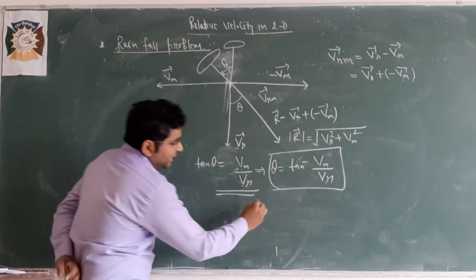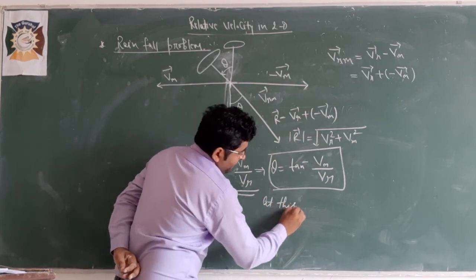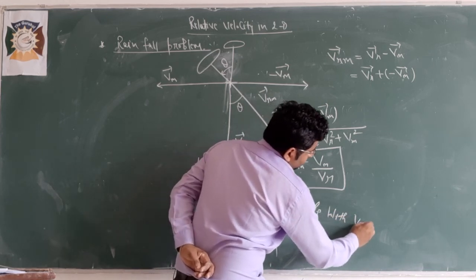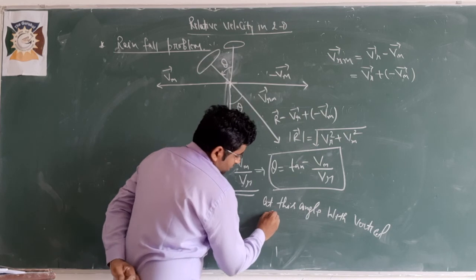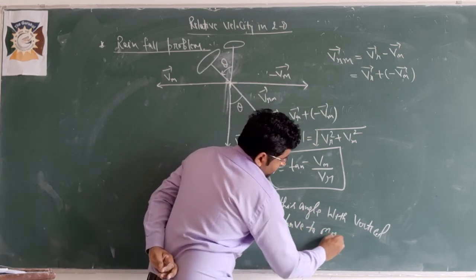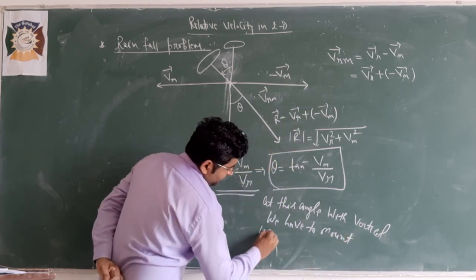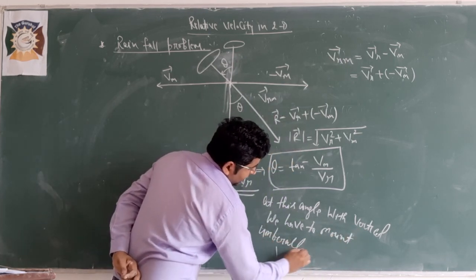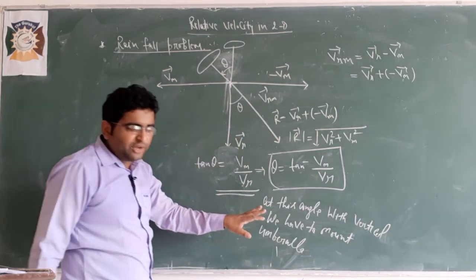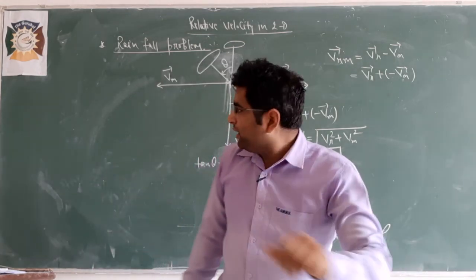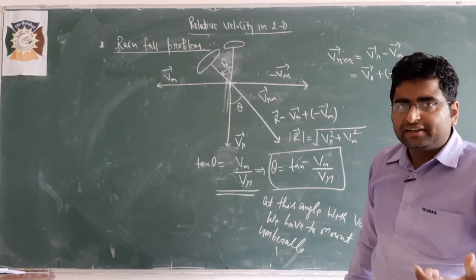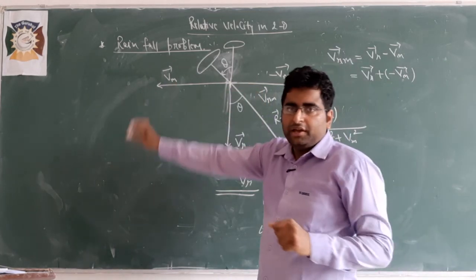So beta, at this angle with the vertical we have to mount the umbrella. Clear? So this was the rainfall problem, in which we have to calculate the angle with which we have to mount the umbrella to save ourselves from the rain when we are running in a direction.